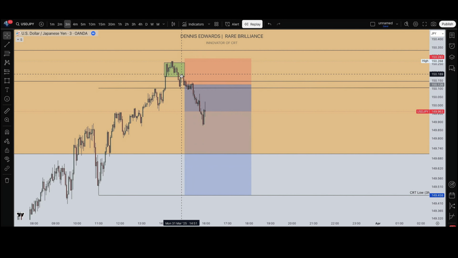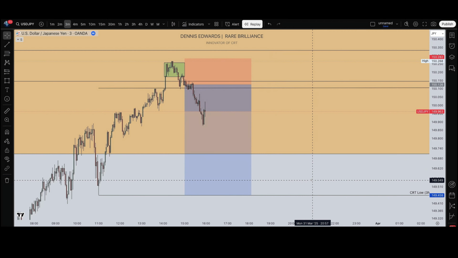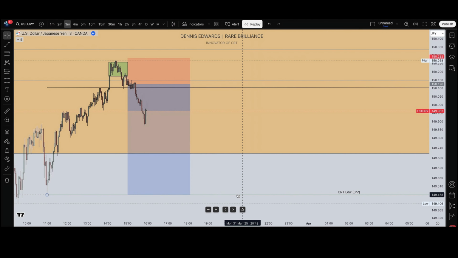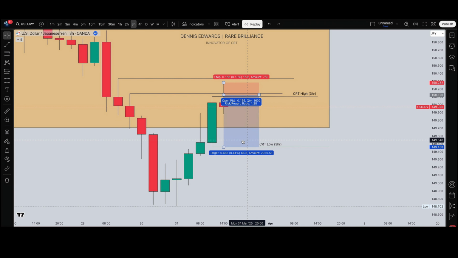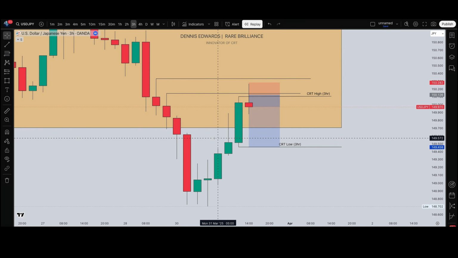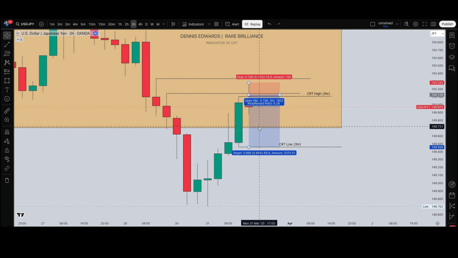Once you are entered within this area, your primary target for now would be our 3-hour CRT candle low. So just to help speed this up a bit, I'm going to go back to the 3-hour time frame where you can watch the directional flow play out in real time. Here you are, we have a 1-to-4 overall trade projection, and now we will watch and see how price begins to do within this area.